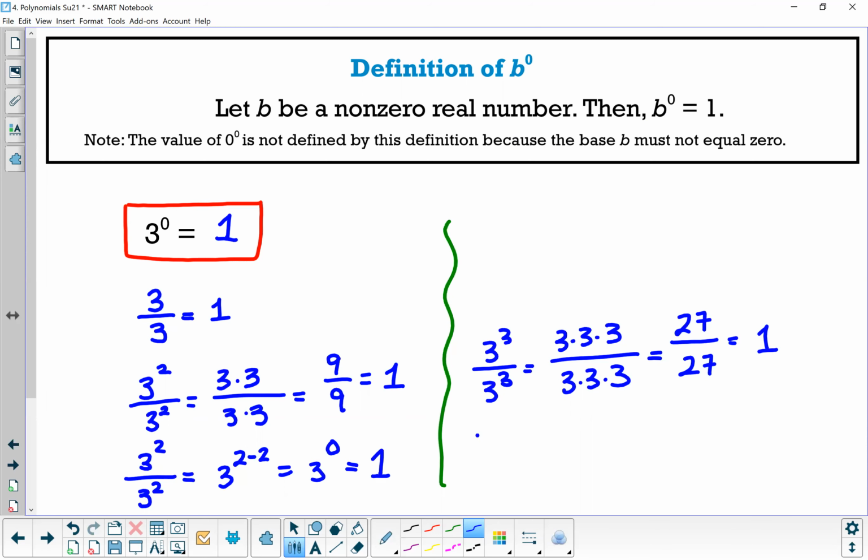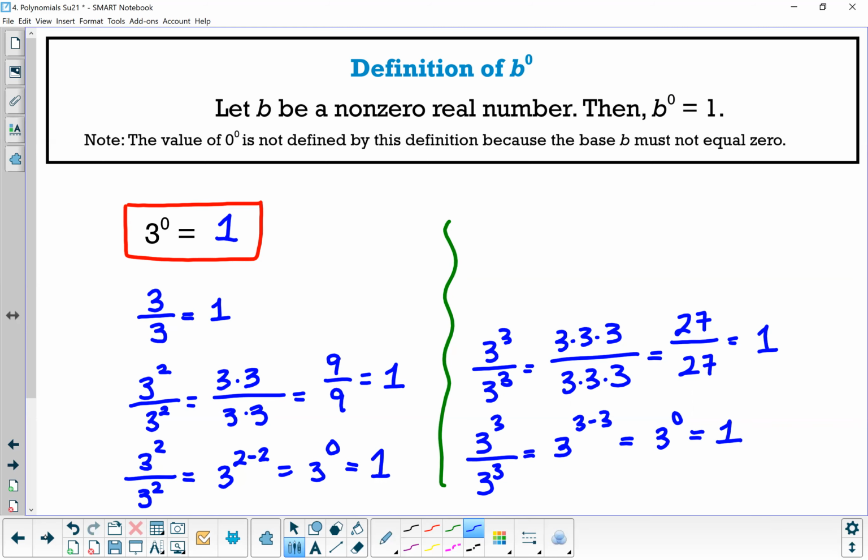Now, if we take 3 cubed divided by 3 cubed again, this time, instead of expanding, we'll just use the quotient rule, which says subtract the exponents. 3 to the power of 3 minus 3, which equals 3 to the 0 power. And we know that 3 to the 0 power should equal 27 over 27, everything that we had right above. So 3 to the 0 again should equal 1. Right? So hence, a non-zero number raised to the 0 power, we know will equal 1. So that's just a bit of a rough proof.